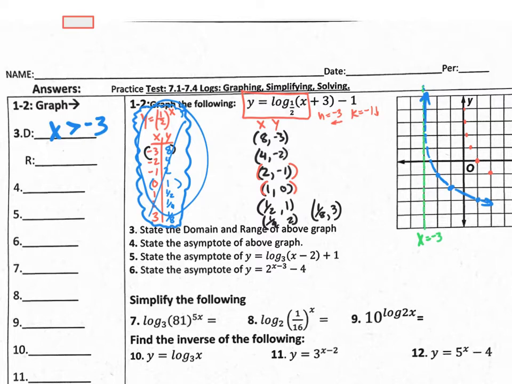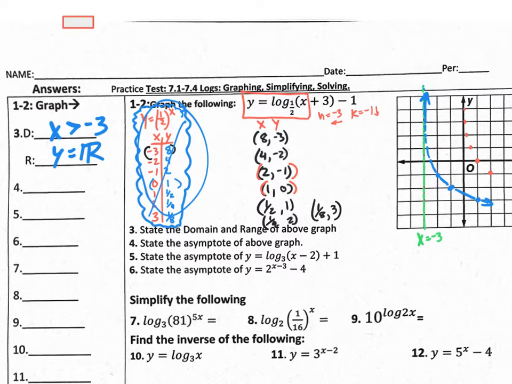And the range, well, the range are your y values of this blue graph, and the y values go up and down, and this blue graph really does go up forever. And it really does go down forever. Even though it curves, it continues to go down. So the y values of this blue graph are all the numbers. So y equals all real numbers. Do we understand that? Yes? Okay.